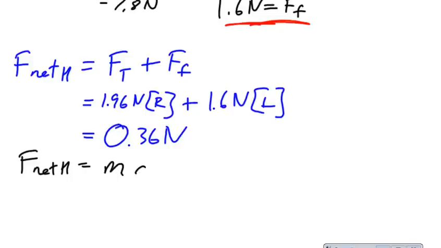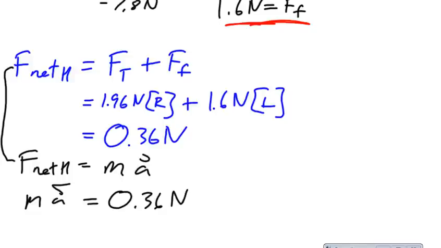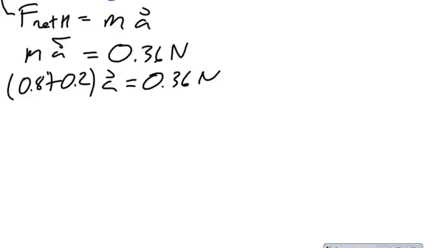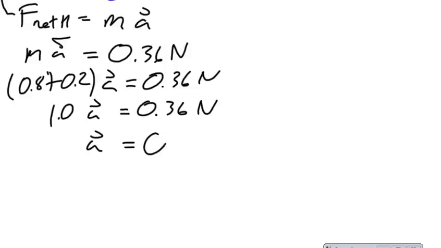So let's put these two equations together. Mass times acceleration is equal to 0.36 newtons. Now, because the mass of the cart and the mass of the weight affect how much this is going to accelerate, we're going to add both masses in there. 0.8 plus 0.2 times acceleration is equal to 0.36 newtons. That's going to become 1.0 times acceleration is equal to 0.36. Therefore, when we figure out our acceleration, that is equal to 0.36 meters per second squared to the right.